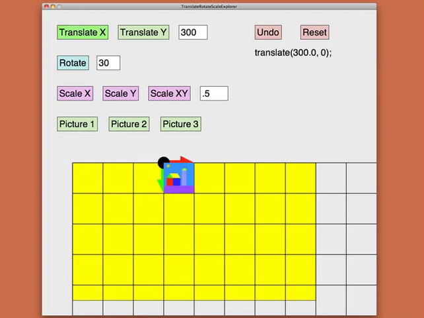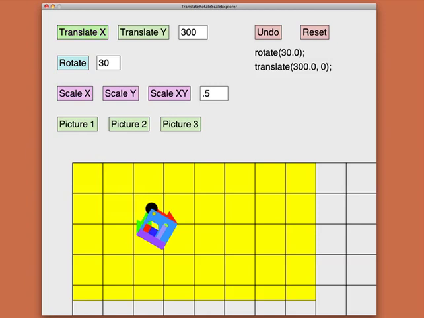I'll translate first and then rotate. And that's where our farm scene ends up, with one corner at the top of the window and rotated a little bit. So I'm going to reset, and this time I'll rotate first and then translate. So once again, order matters.